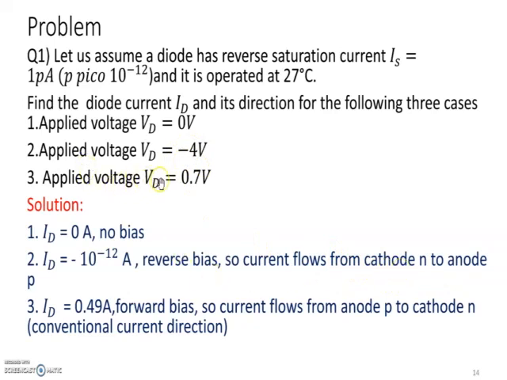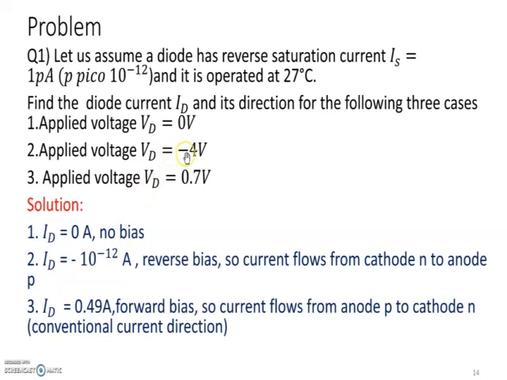We look at the third case, that is Vd is 0.7. Now substitute 0.7 in the current expression, and we will be getting a current of 0.49 ampere. So it's a positive value. What is the direction of Id? It flows from anode to cathode. And look at the magnitudes: when no bias, current is 0. When reverse bias, current is very small and it is constant.